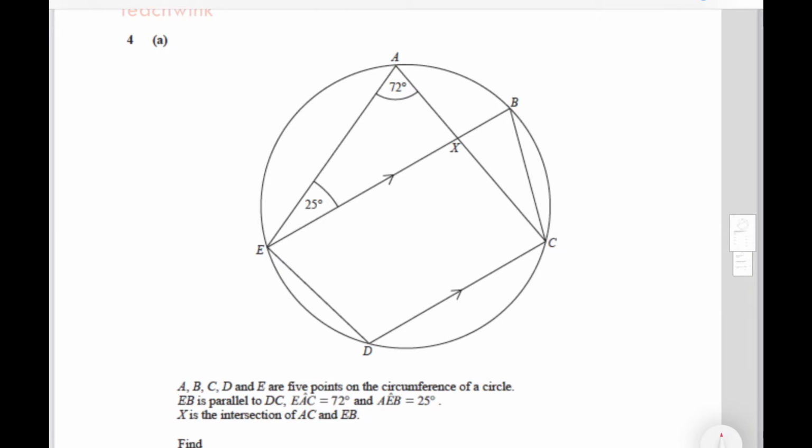Hi guys, so we'll be solving an O-level past paper question from the year 2015. The session is May-June. This is question number 4. This question is based on circular measure, angles and mensuration. So let's start. In the diagram, they've given us a circle with multiple shapes.